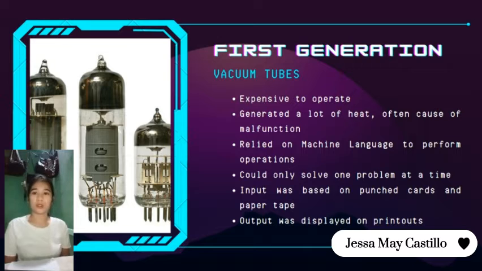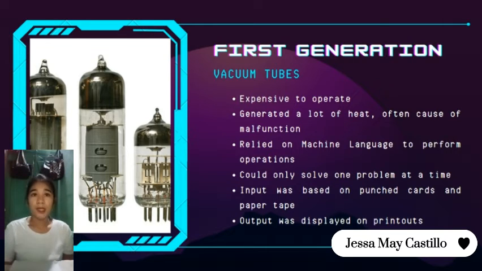First generation computers relied on machine language, the lowest level programming language understood by computers to perform operations. And they could only solve one problem at a time. Input was based on punch cards and paper tape, and output was displayed on printouts.